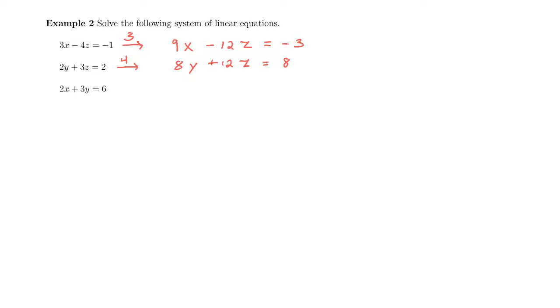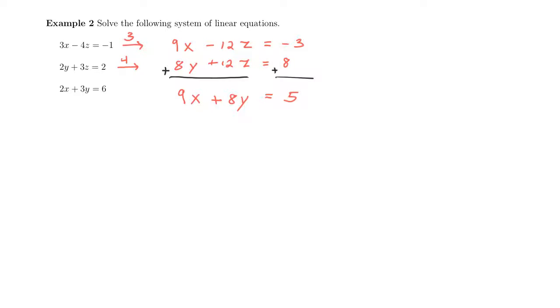All right, let's see what happens when we add these together. So yeah, the look of this one is definitely different, but if I add the left sides, I get 9x, and I have 8y, which are not like terms, they can't be combined, but I have a negative 12z and a positive 12z, which cancels. And on the other side of my equation, I get positive 5. So here we go. I have 9x plus 8y is 5.